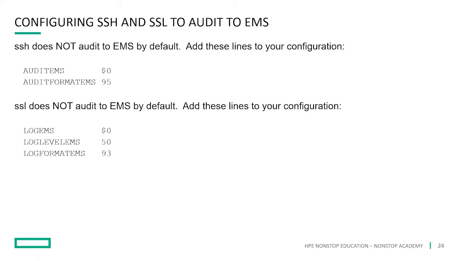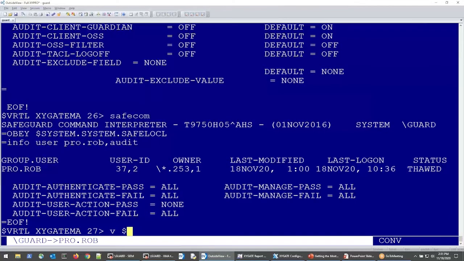That is an audit level or a format level for EMS. Look in the documentation to see what works for you. I know that 95 is an optimal level for us. It generates all the things we need in it. The SSH and SSL documentation go over all that for you. Let me show you where that stuff is stored.